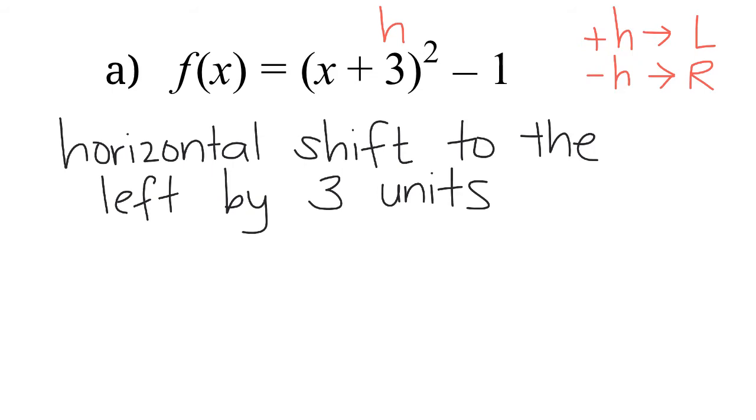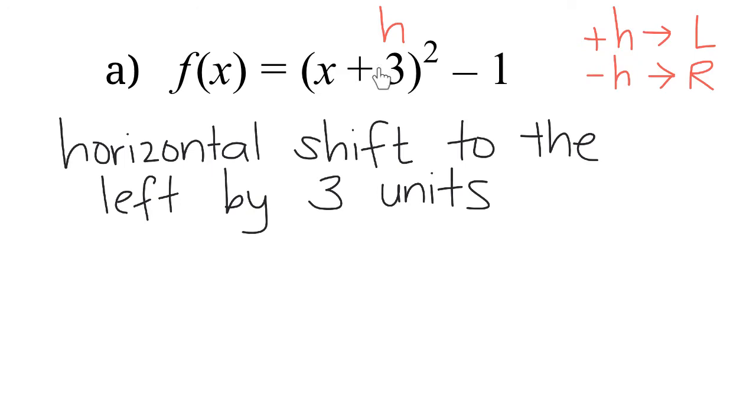But you do need to imply that it is a horizontal shift or horizontal translation. You need to give the direction, so it's either going to be left or right, and you need to state how many units it is shifting over. And so for us, it was shifting to the left by 3 units.